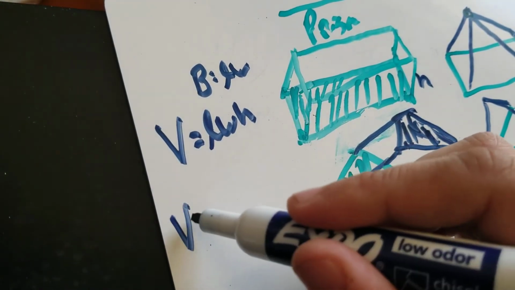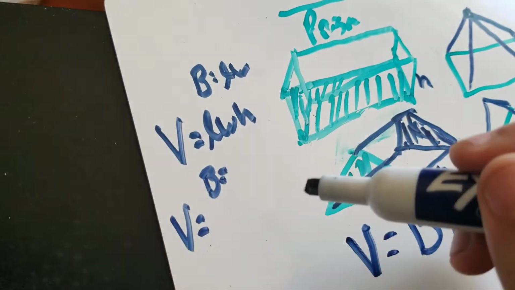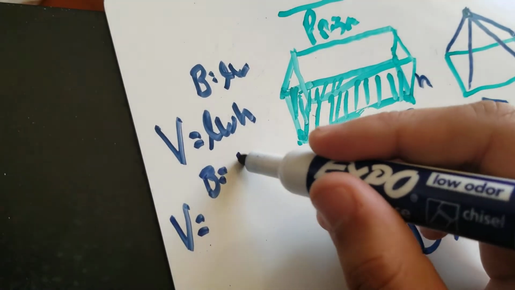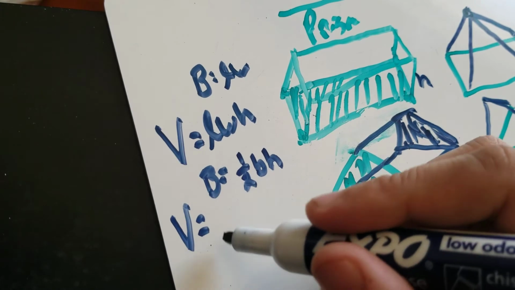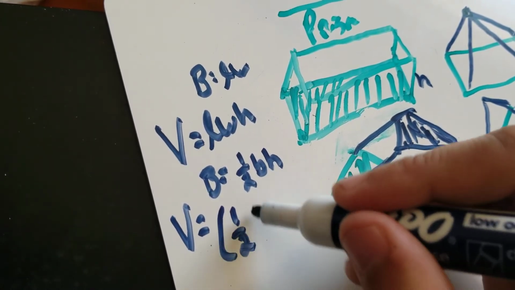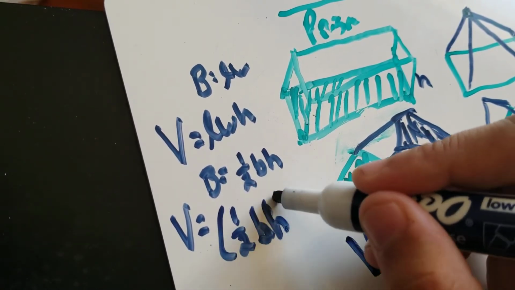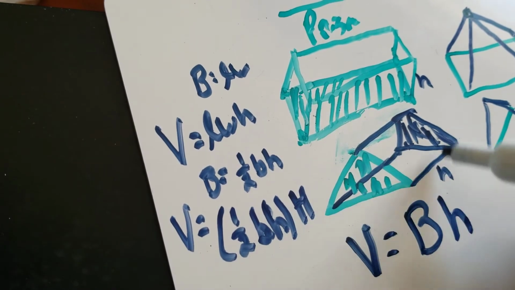The volume here, the area of the base, which is a triangle in this case, is 1/2 little b and h. So I'm going to put 1/2 base times height times, and I use a capital H for the 3D height, okay?